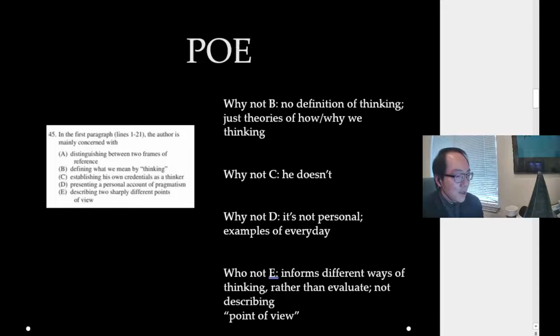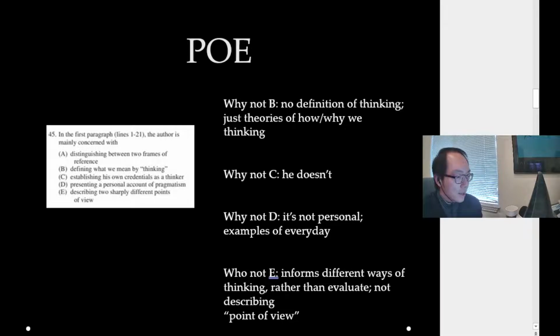C, establishing his own credentials as a thinker. No, he doesn't do that. D, presenting a personal account of pragmatism. It's not personal, it's more of an everyday example, so in this case, it's not quite D. E, describing two sharply different points of view. Not really. The author does suggest that there are different ways we approach situations, but they're not two sharply different points of view. It's just the different ways we might approach something given circumstances and situations.